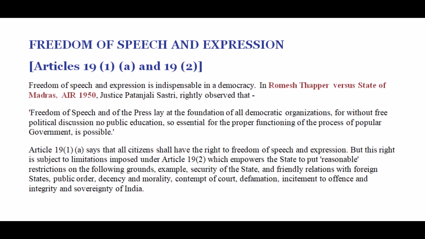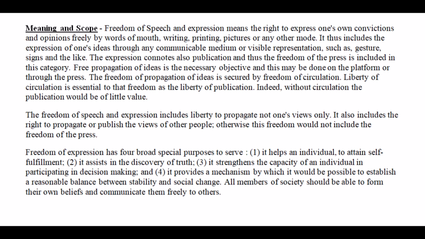Article 19(1)(a) says that all citizens shall have the right to freedom of speech and expression. But this right is subject to limitations imposed under Article 19(2), which empowers the state to put reasonable restrictions on the following grounds: security of the state, friendly relations with foreign states, public order, decency and morality, contempt of court, defamation, incitement to offence, and integrity and sovereignty of India.